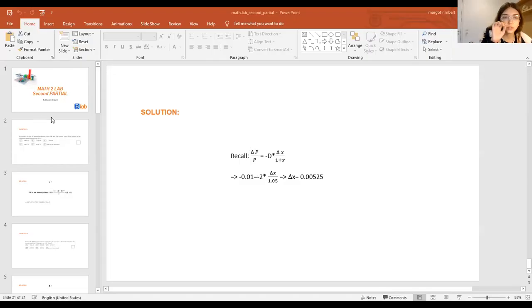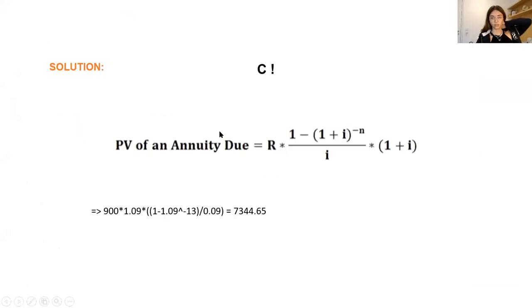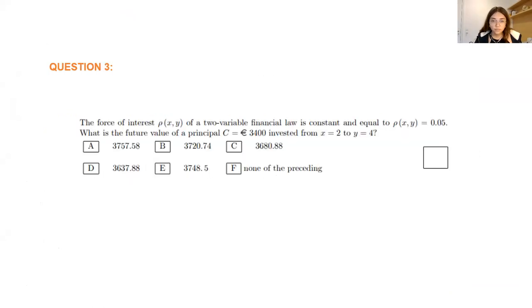Nice. So force of interest and MPV. Okay, so let's do this one first. You have the force of interest of a two variable financial law that is constant and equal to 0.05. What is the future value of a principal C invested from X2 to Y4?